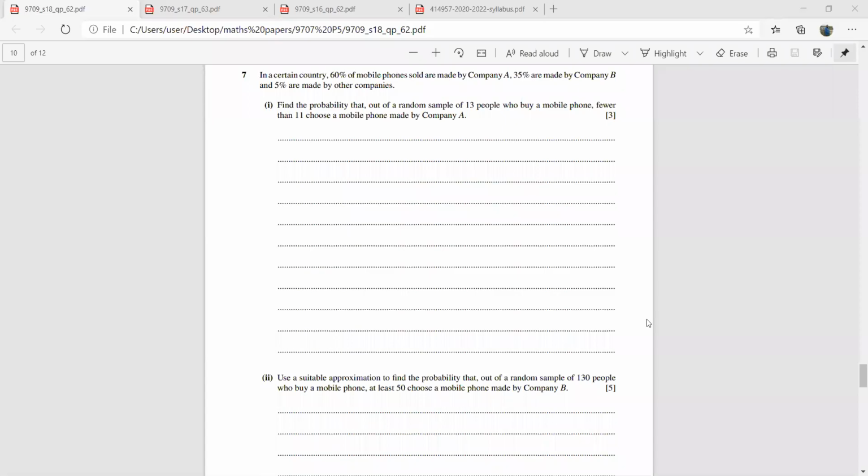Okay, a question, the same question, June 18, variant 62. And we have another question on both normal and binomial. And then there is a question on normal approximation.